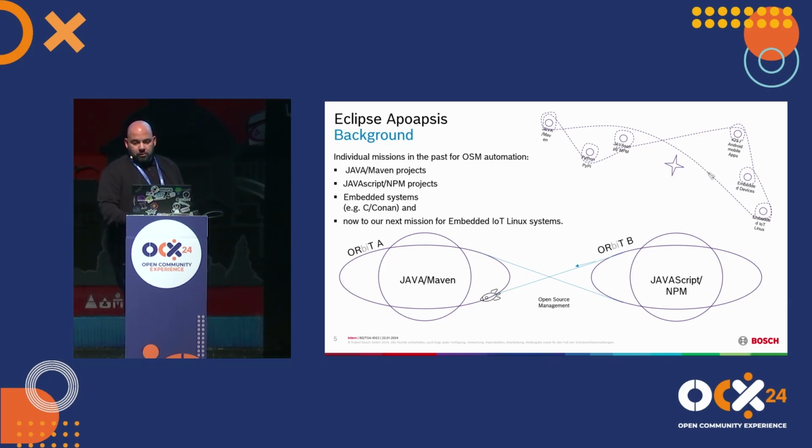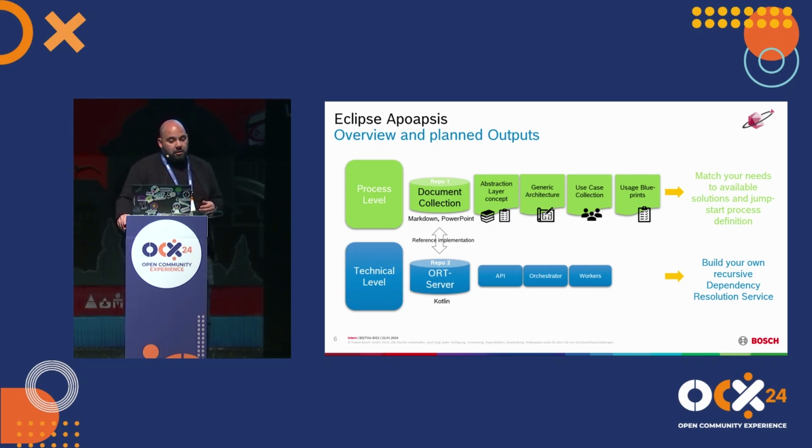So moving on with the overview and the planned outputs, as I mentioned, Marcel and I currently are part of this top level that is the process level. So the project in itself consists of basically the two levels that we showcase here, the process level and the technical level. The technical level is basically everything revolving around the ORT server. And the process level is the document collection, whether that would be generic architecture, use case collection, or blueprints that we collect in the project that I'll showcase a bit later. But basically these are two streams that are complementing each other, and they try to produce a common output.